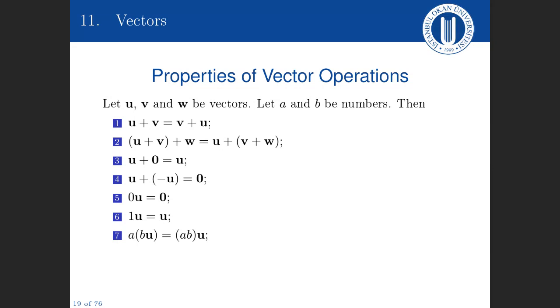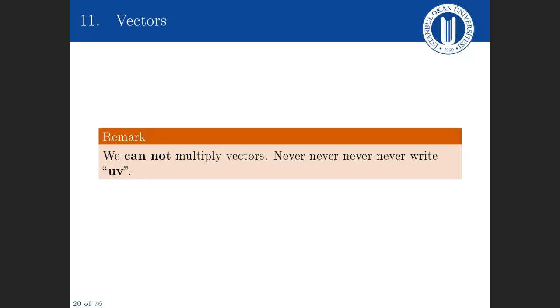If we have 2 numbers and 1 vector, which we want to multiply together, order doesn't matter. A multiplied by bu is the same as ab multiplied by u. A multiplied by u plus v is the same as au plus av. And finally, a plus b multiplied by u is the same as au plus bu, as we would expect. Now, just be careful, we can't multiply two vectors together. We can multiply a vector by a number, but we cannot multiply two vectors together. Please never write uv in your calculations. This doesn't mean anything. We can't multiply two vectors together.